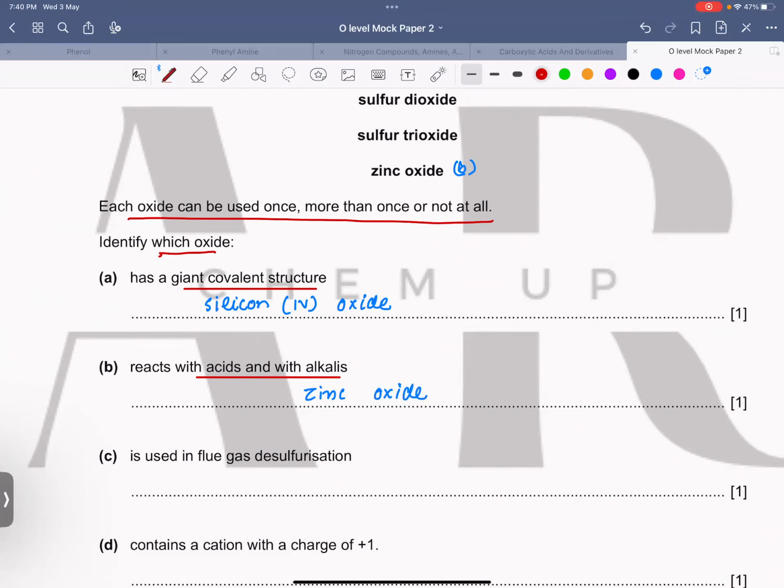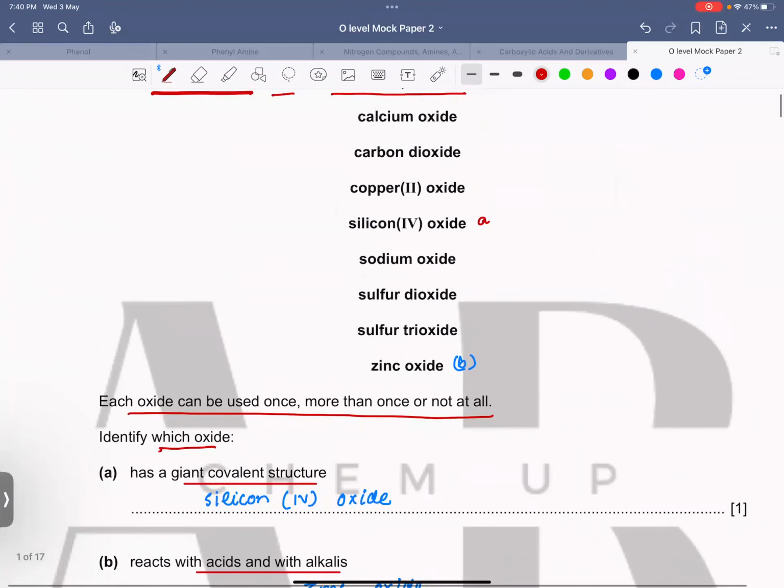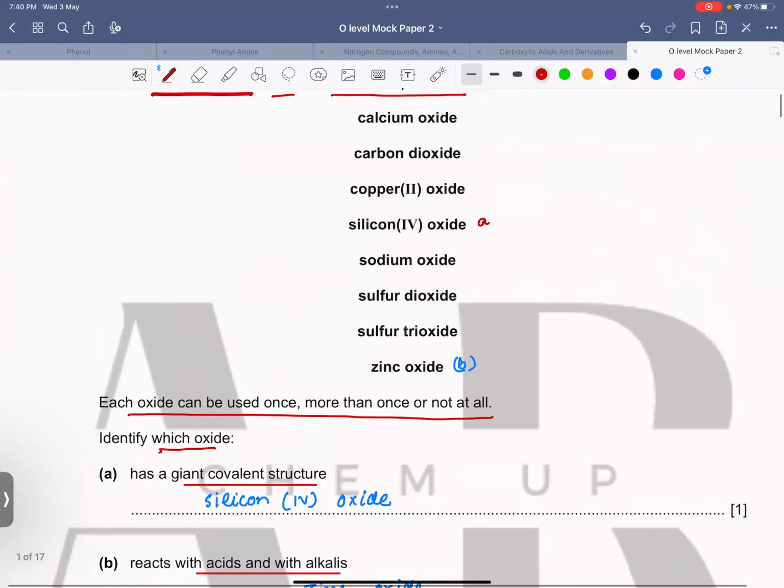Then, which is used in flue gas desulfurization? Flue gas desulfurization. Yes, calcium oxide. Very good.